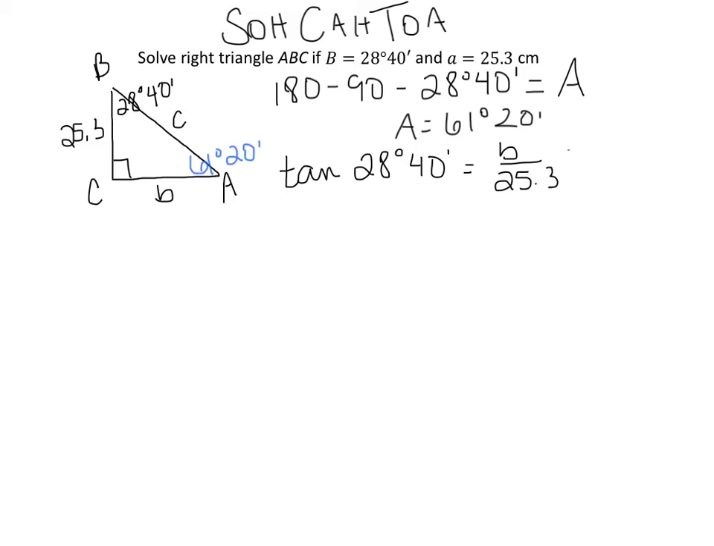Algebraically, I multiply by 25.3 on both sides. It clears my denominator. And then into my calculator, I just put 25.3, tangent of 28 degrees, 40 minutes. That gives me a length of side B as 13.832.